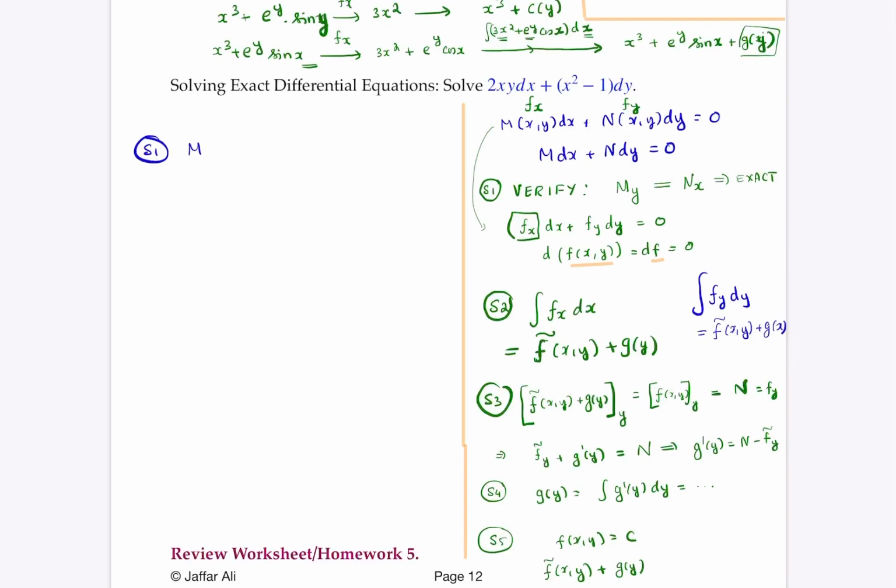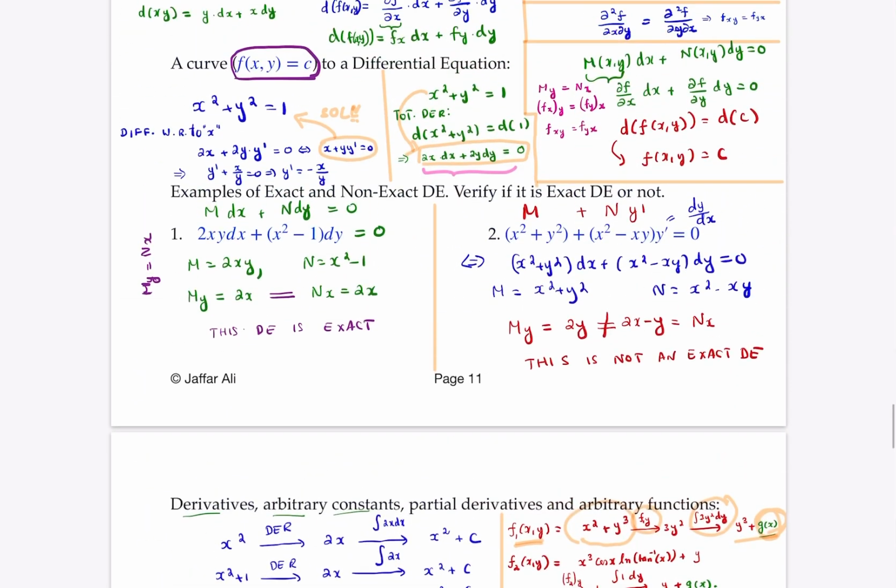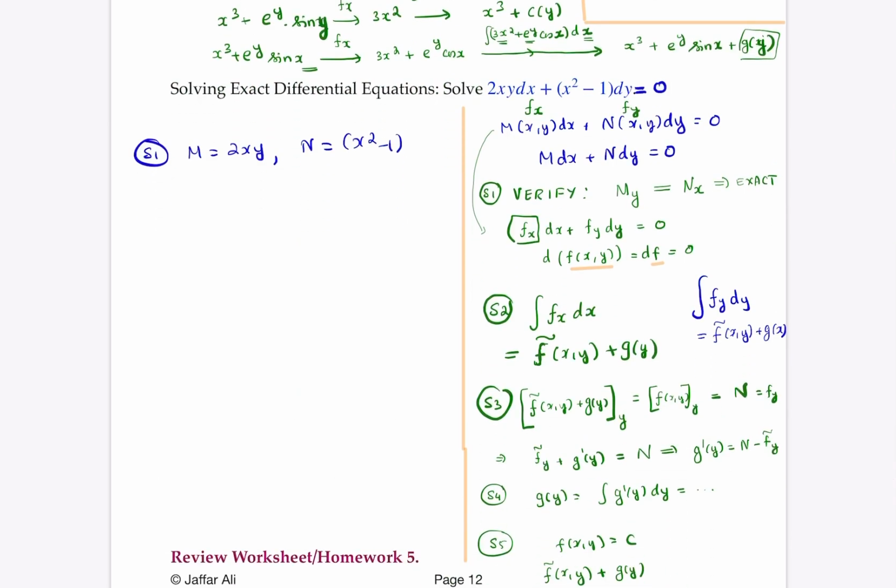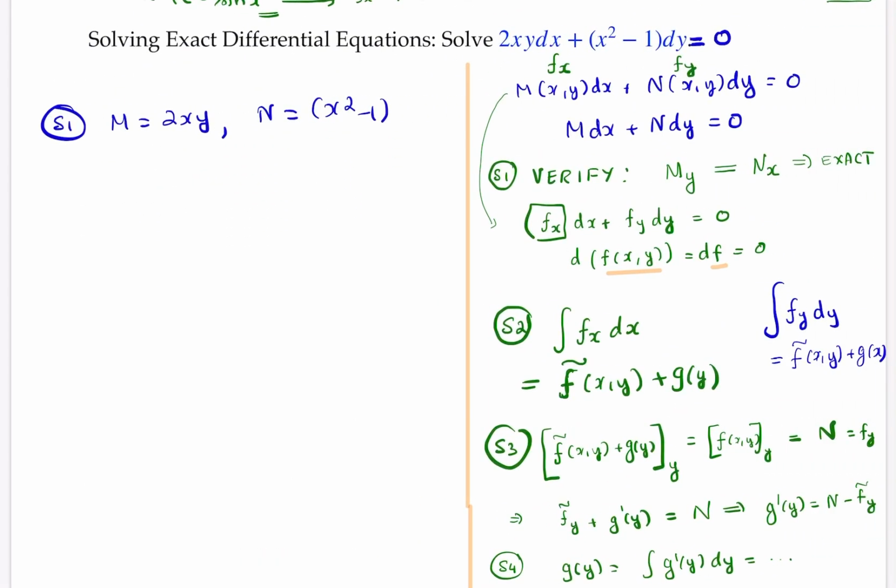Here, my M is equal to 2xy, and N is equal to x squared minus 1, and this is equal to 0. For some reason, I'm missing a 0 there. If you really look, this is exactly the same as our exact example one, so you don't have to worry about it. You can just copy paste it. So we know that that's exact. Just in case, M_y, which is 2x, is also equal to N_x. Therefore, this is an exact DE.